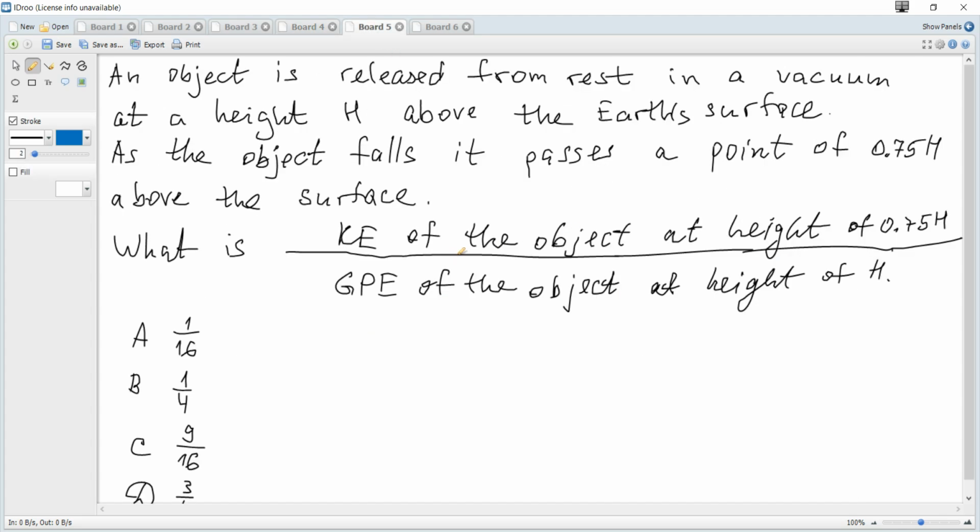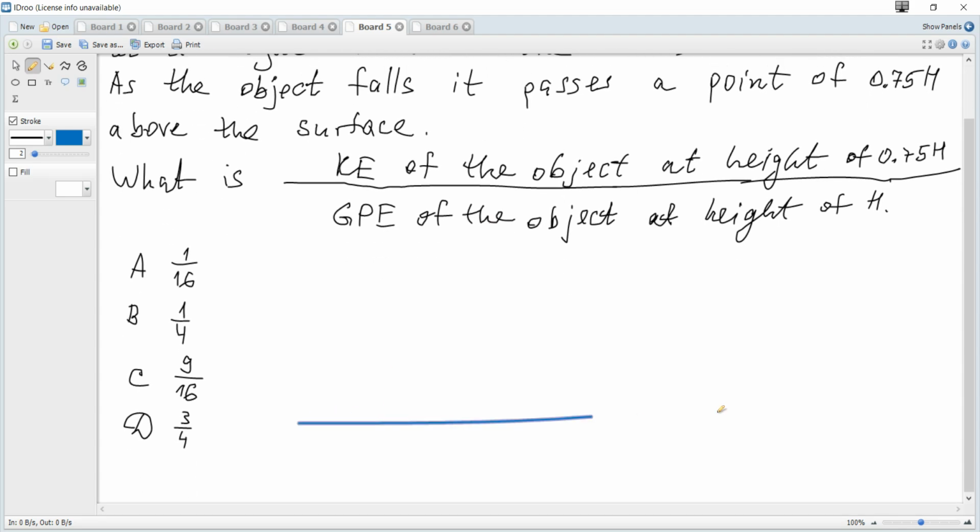The next. An object is released from rest in a vacuum at a height h above the Earth's surface. As the object falls, it passes a point of 0.75 h above the surface. What is the ratio of kinetic energy of the object at height of 0.75 h to gravitational potential energy of the object at height of h? And since it's in a vacuum, air resistance is negligible. So there is a height of h, and this question about what?